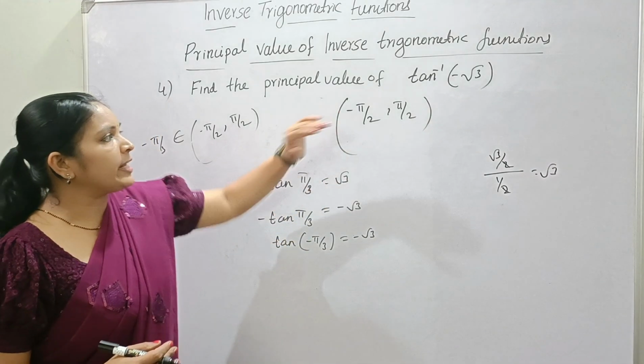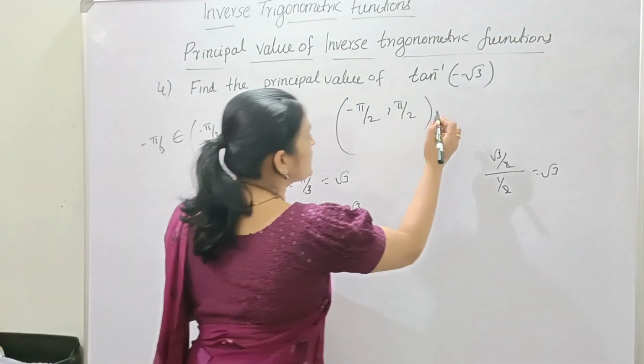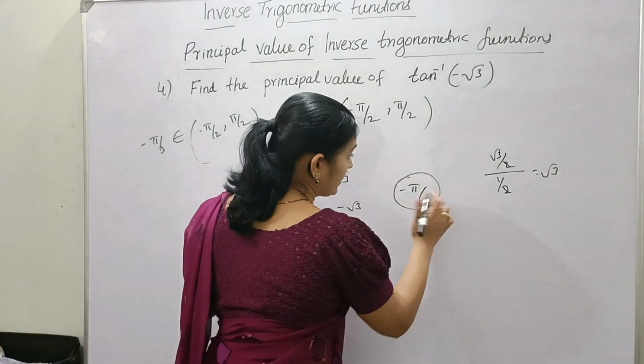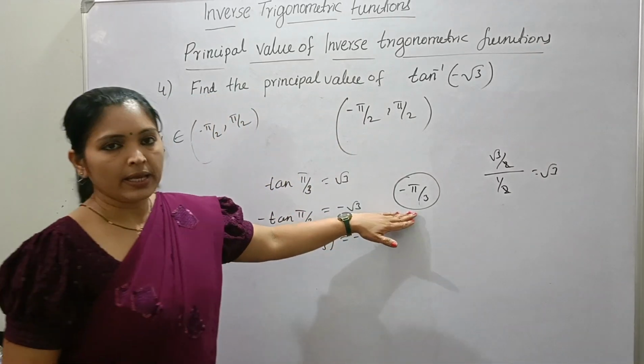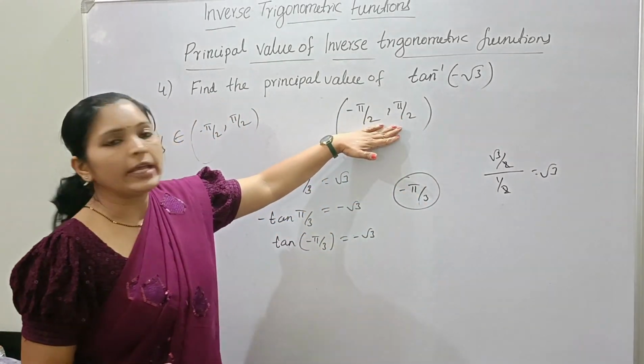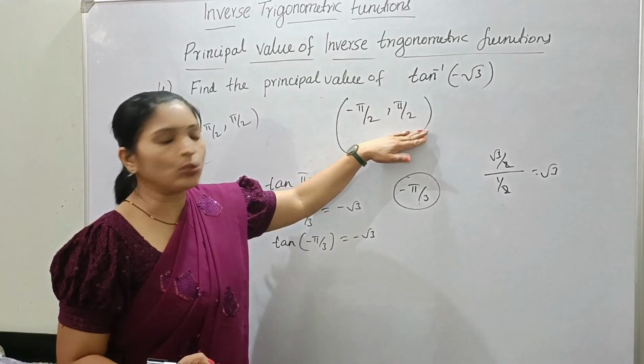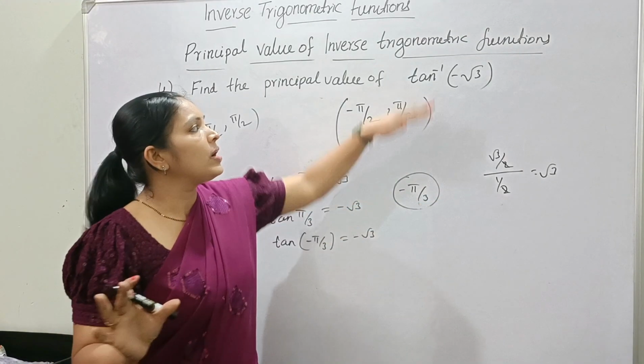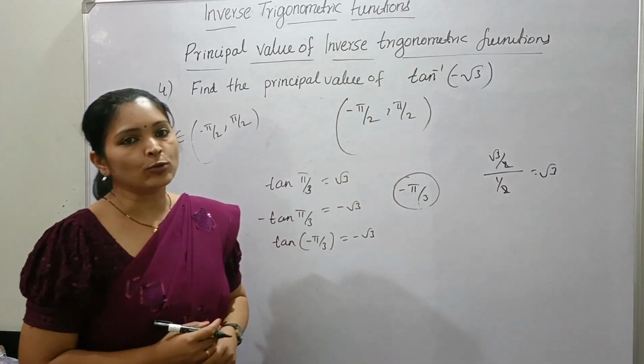Okay, tan inverse of minus root 3 is minus pi by 3, and this minus pi by 3 belongs to the interval minus pi by 2 to pi by 2. Therefore, minus pi by 3 is the principal value of tan inverse of minus root 3.